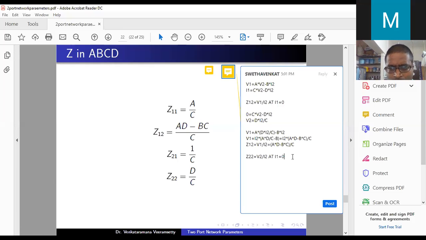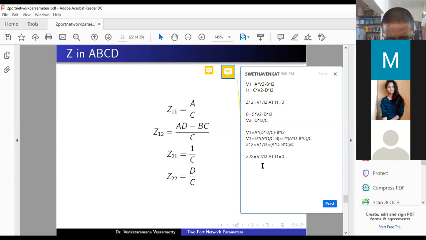So at I1 equal to 0, we can use this equation directly. We want V2 by I2. So for V2 by I2, see this equation, the second equation: I1 equal to C into V2 minus D into I2. At I1 equal to 0, I1 becomes 0. Then that equation becomes 0 equal to C into V2 minus D into I2.